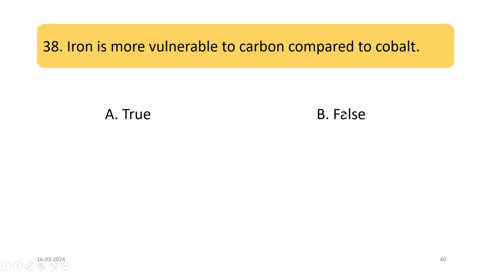Next question: iron is more vulnerable to carbon compared to cobalt. Is it true or false? The answer is true. Compared to cobalt, iron is more vulnerable to carbon deposition. That means carbon deposition will damage the iron catalyst used for alkane, hydrocarbon production in the FT process.